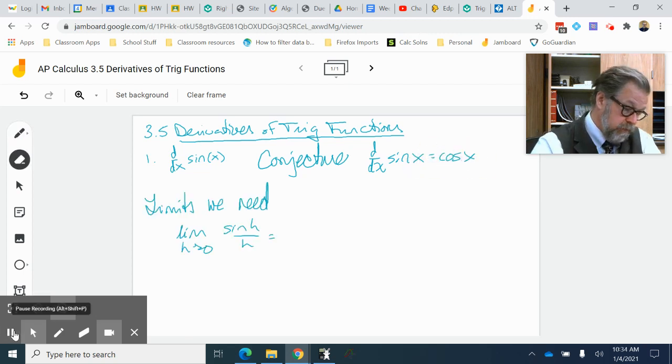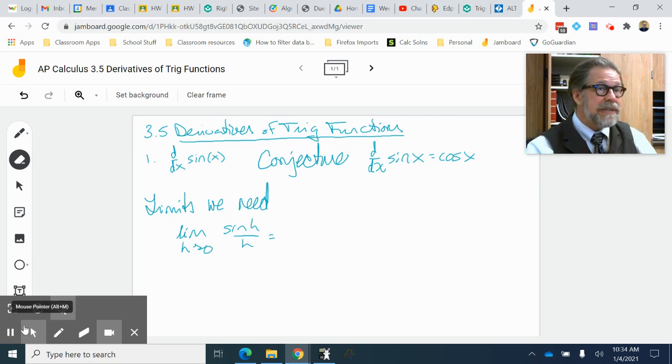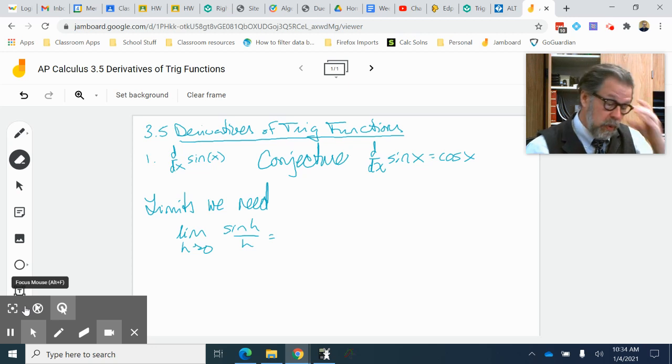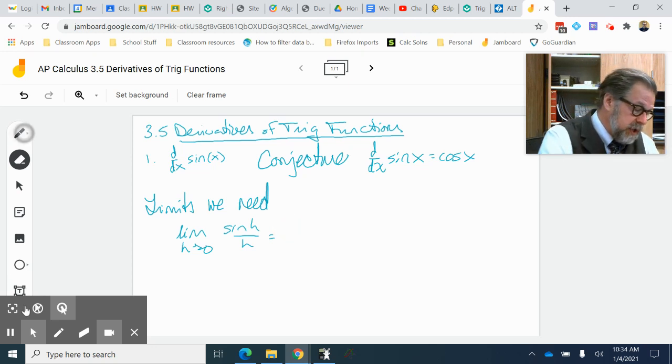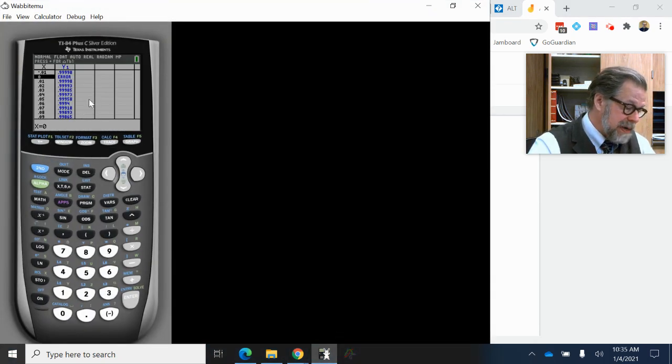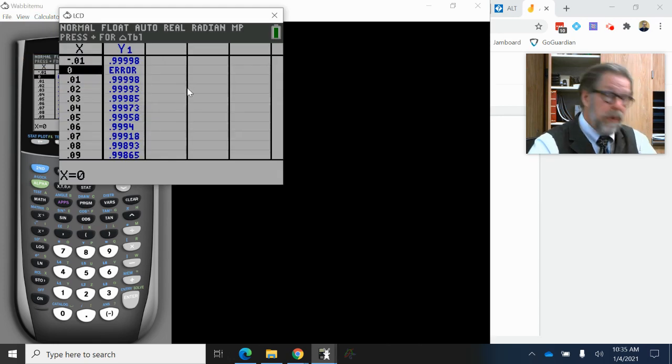All right. So we're going to need a couple limits for this particular proof. And the first one is what happens if we take sine of x divided by x, or in this case, sine of h divided by h as h goes to 0. Now, we've actually seen this one before. We know that it's equal to 1, and I've gone ahead and put it into the calculator. So if we take a look at the table, we can see obviously it's undefined at 0, but we can see it getting closer and closer to positive 1 as we get closer and closer to 0.